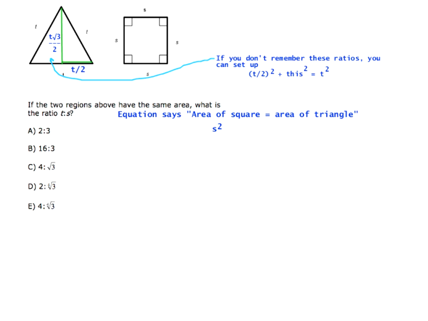So then the area of the triangle is 1/2 base height, which is 1/2. The base is all of t. It's not just t half, because it's the whole bottom thing. And then t rad 3 over 2. So that looks like it is t squared rad 3 over 4. So there. So you have to set these equal. S squared equals that.